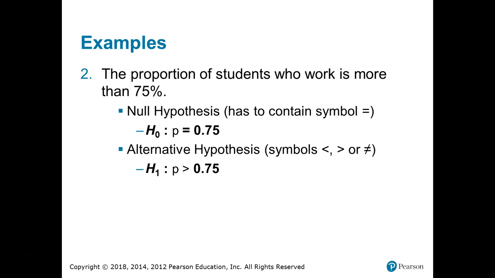Another example, the proportion of students who work is more than 75%. Again, the null hypothesis has to contain the symbol equal. So the null hypothesis is saying that the proportion is equal to 0.75. And if it's equal to 0.75, the alternative hypothesis, let's go back to the original problem, more than 75%. So we're saying the alternative hypothesis is that the proportion is more than 0.75.